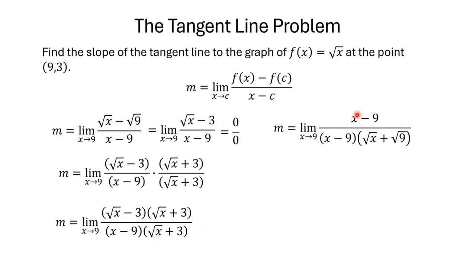So now I can cancel out that x minus 9 factor, canceling out the x minus 9, and I'm left with 1 over the square root of x plus 3. Once I get this 1 over the square root of x plus 3, now I can do direct substitution. When I do the direct substitution, I get 1 over the square root of 9, which is 3, plus 3. That's 1 over 3 plus 3, which is 1 over 6. And this would be the slope of the secant line.